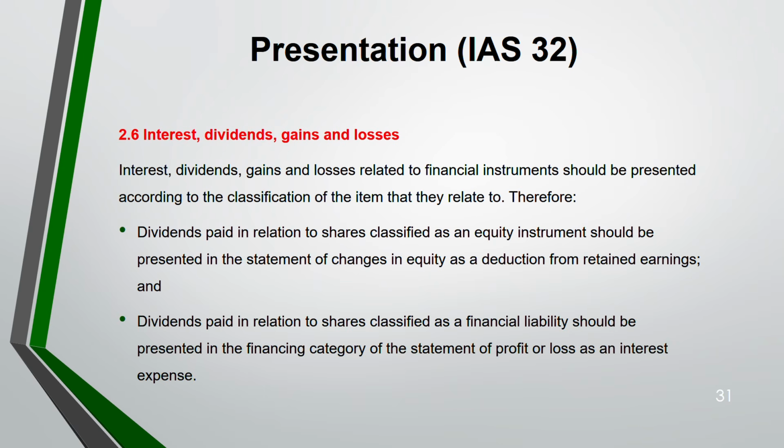And if dividends are paid in relation to the shares that are classified as financial liability, one example is preference share. Even if it's shares, if they are classified as liability, any dividends that you have to pay, you will present in the financing category in your statement of profit and loss as an interest expense. Did you see how the treatment differs? Just changing the classification from equity to financial liability. Same dividend. Earlier, you deduct from equity in the statement of changes in equity. Now you totally bring it into a new statement, that is statement of profit and loss under financing category.